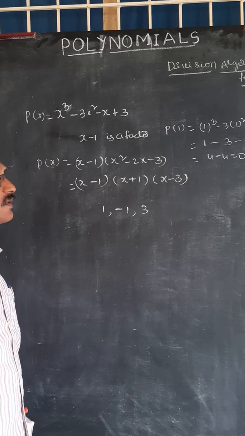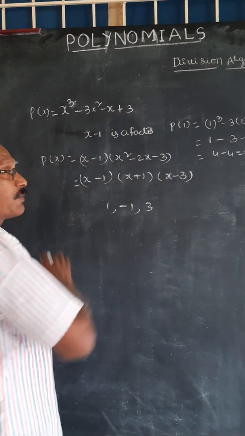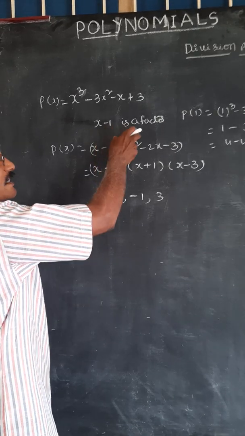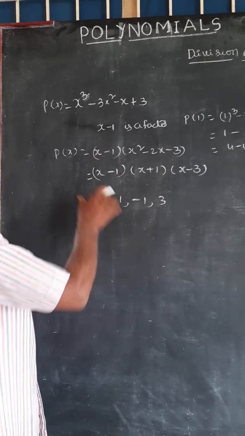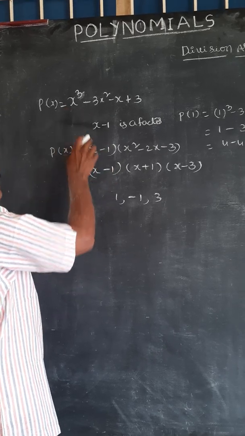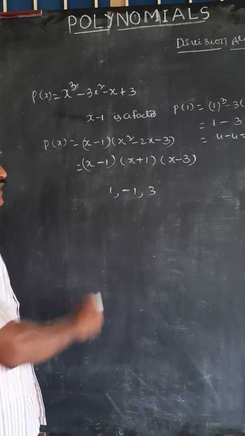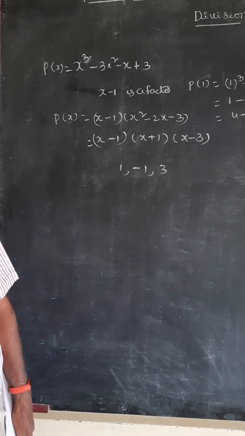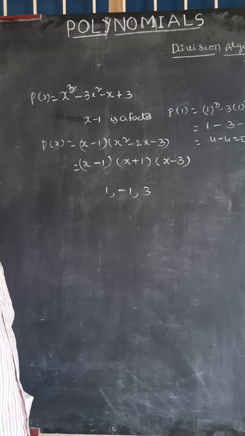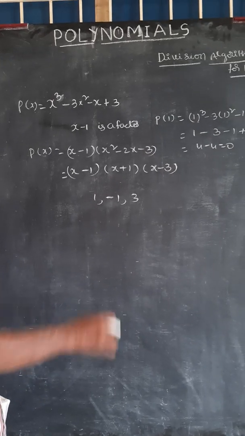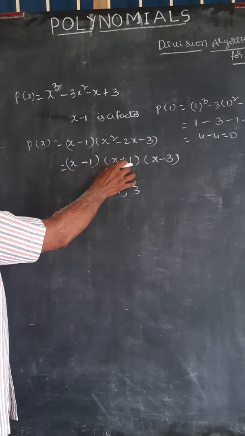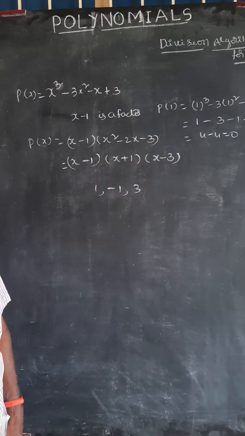Whenever p(1) is equal to 0, 1 is the zero of the polynomial. Whenever 1 is the zero of the polynomial, we have x minus 1 is a factor. So take the given polynomial p(x), divide the polynomial with x minus 1, the quotient is x square minus 2x minus 3. Therefore, p(x) is equal to x minus 1 into x square minus 2x minus 3. And again split into factors, x minus 1 into x plus 1 into x minus 3.